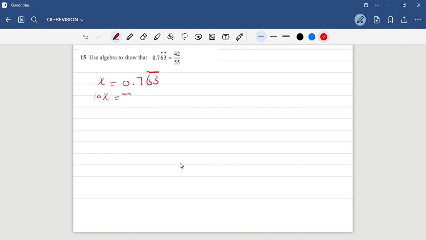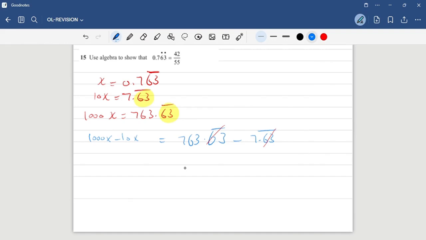For both it will be 7.63 repeating. Then I will multiply this all by 1000, so it will be 1000x equal 763.63 repeating, as long as I have the same repeating part so I can use them to subtract. So it will be 1000x minus 10x equal 763.63 minus 7.63. So I will cancel these two together here.